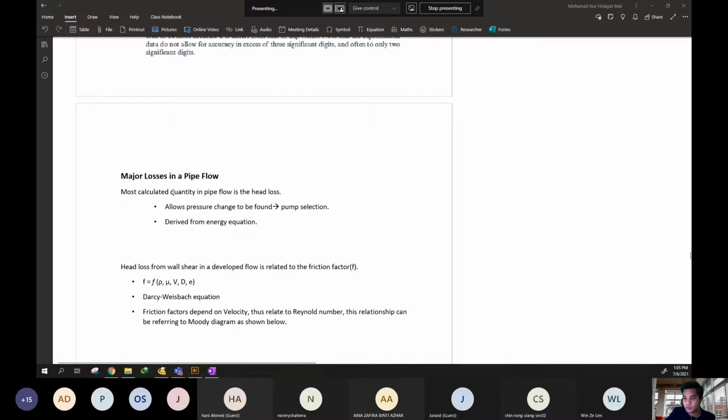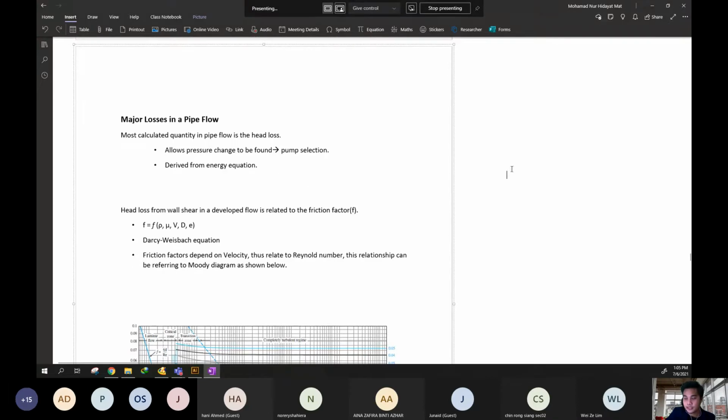The most calculated quantity in pipe flow is the head loss. Normally we measure the loss using the head loss. By using the head loss, the pressure change can be found. This application of the head loss, we can use to select the pump type. Different industries will produce different pumps. For our application, we need to select the type of pump that really matches our specification based on the head loss, derived from the energy equation.